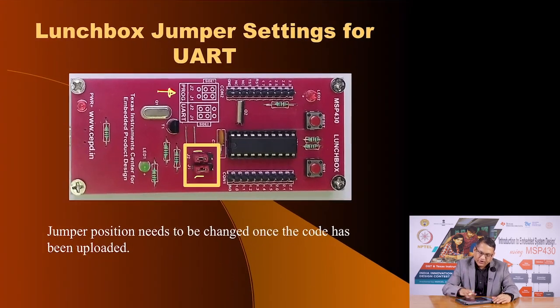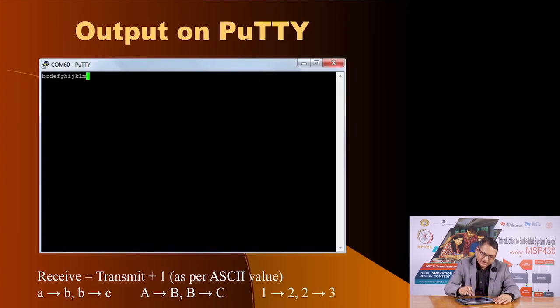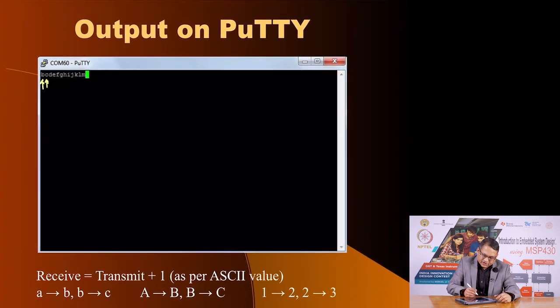And what do you do? You install a software called PuTTY. PuTTY allows you to select the baud rate and the rest of the data bits, and then when you have initialized it and when you transmit, this is what it receives. So, we sent A, we got B, we sent B, we got C, and so on. If you send a capital A, you will get capital B, and so on. If you send a 1, you will get 2, and so on.